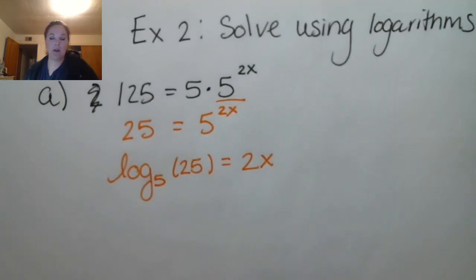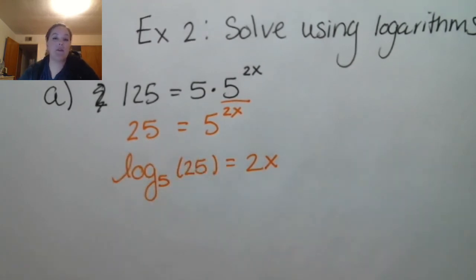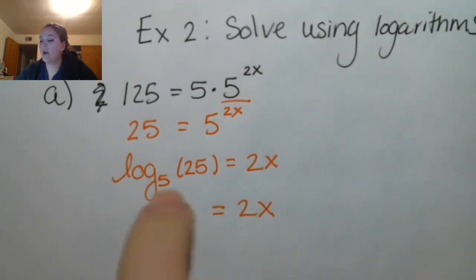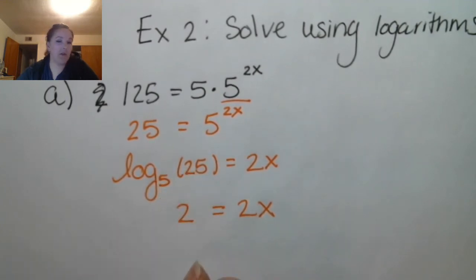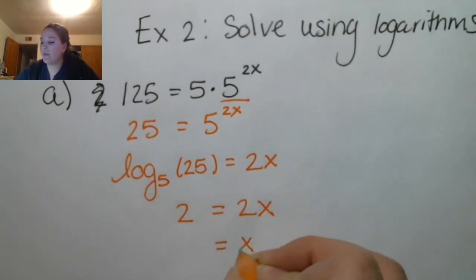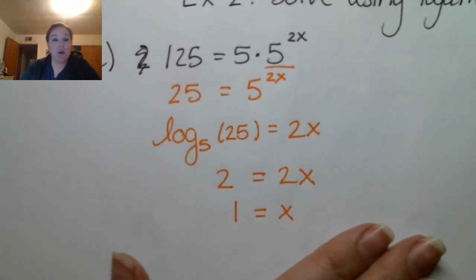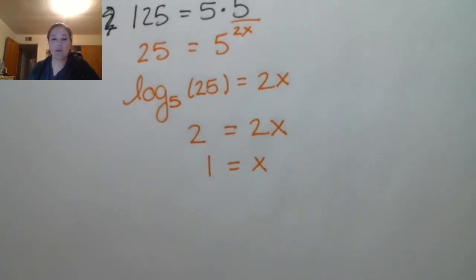Now we have to simplify, and we're going to evaluate this log here. So log base 5 of 25 is 2. Remember we're asking what power of 5 is equal to 25. And then we can finish solving this equation by dividing both sides by 2. Now, I do want to point out that we certainly could have done this example using the equating exponents method, but you can also do it using this method. Let's look at another example.